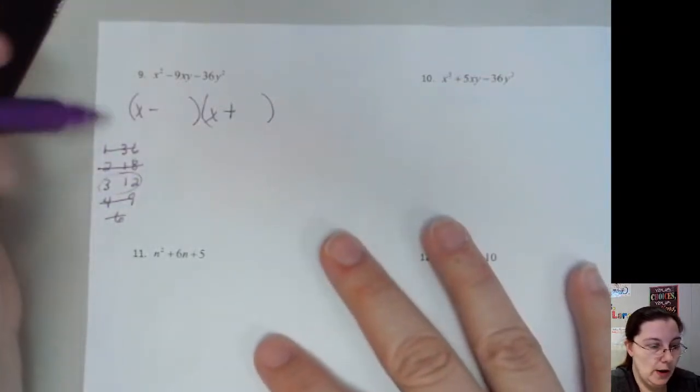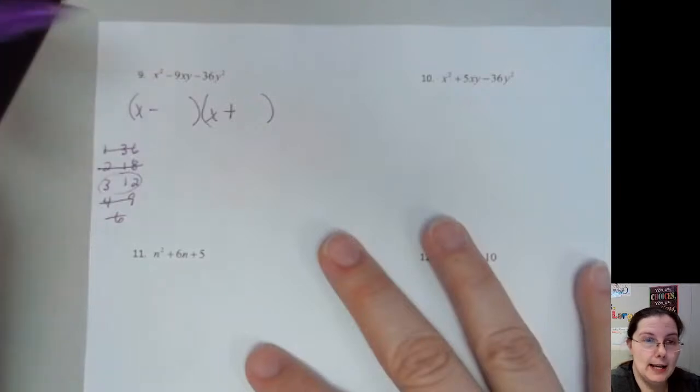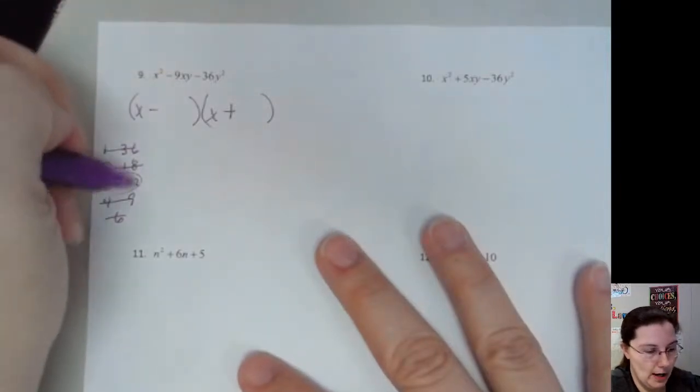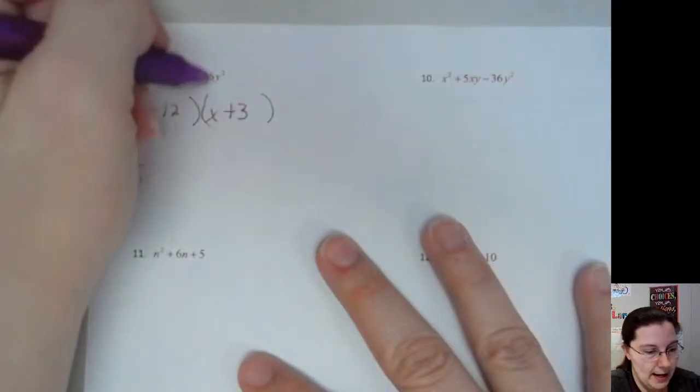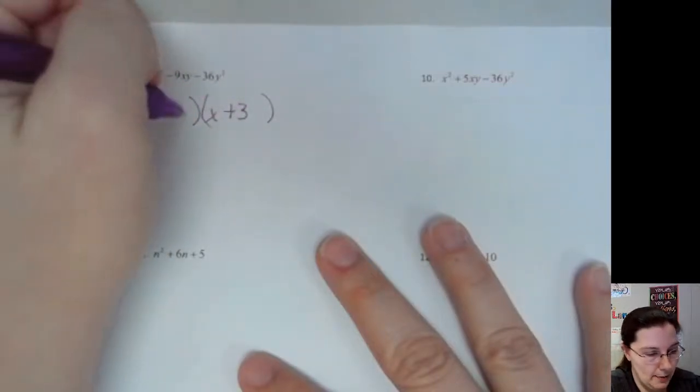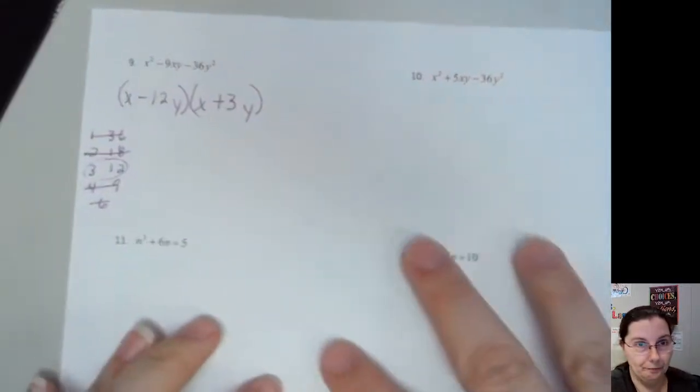All right, so 3 and 12. I'm negative on my second term, so that's where my greater factor goes. So it's going to be minus 12 and then plus 3, and I still have these y's that I need to take care of, so I'm going to add my y's on both.